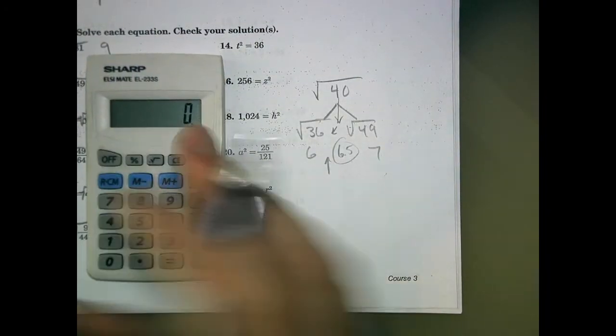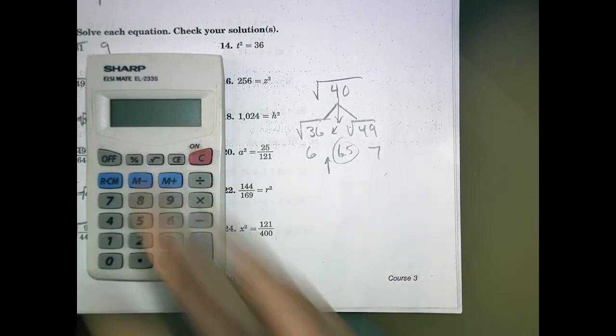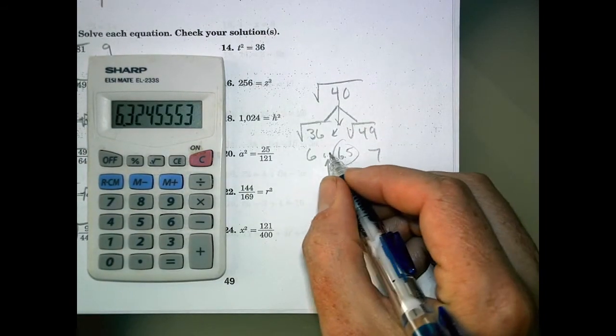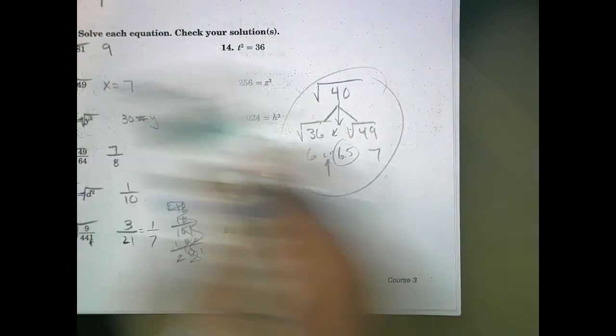So to estimate, you have to know your basic ones. Let's see what the square root of 40 is, and we get 6.32 is what it actually ends up being. So that's something else to be aware of. You will have to be able to do that at some point in your math career.